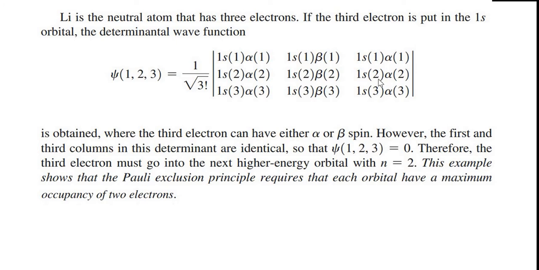So you have only one option left, that the third electron you must push it to some higher spatial orbital. Of course, spin you can take either alpha or beta, no problem. That would make it not identical, and that is actually equivalent to saying that this example shows that the Pauli exclusion principle requires that each orbital have a maximum occupancy of 2 electrons, right?